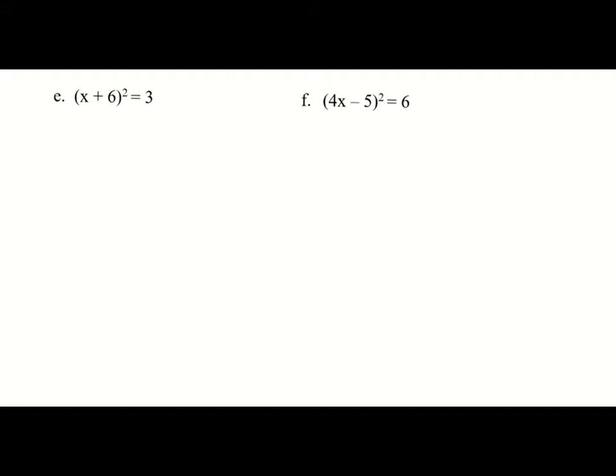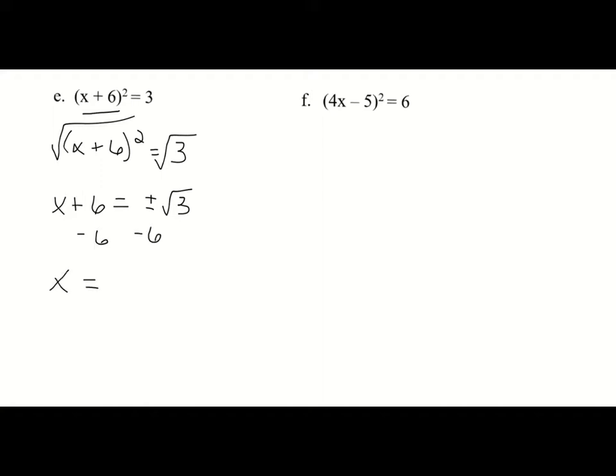Okay, so now here for e, we already have our squared term separated, but at this time it is an expression. So we are going to go ahead and take the square root of both sides. So we'll take the square root of the squared term and the 3. So now we have x plus 6 is equal to the positive or negative square root of 3. And then we do want to solve for x. So what we have to do here is one more step. We're going to subtract 6 from both sides. So our final answer will be x is equal to negative 6 plus or minus the square root of 3.